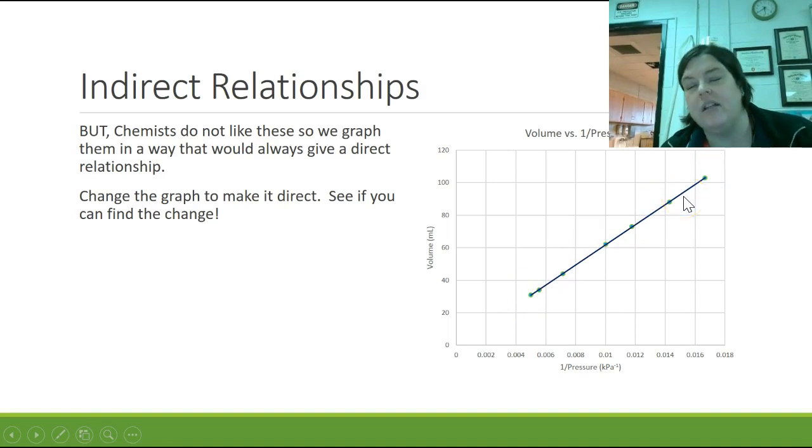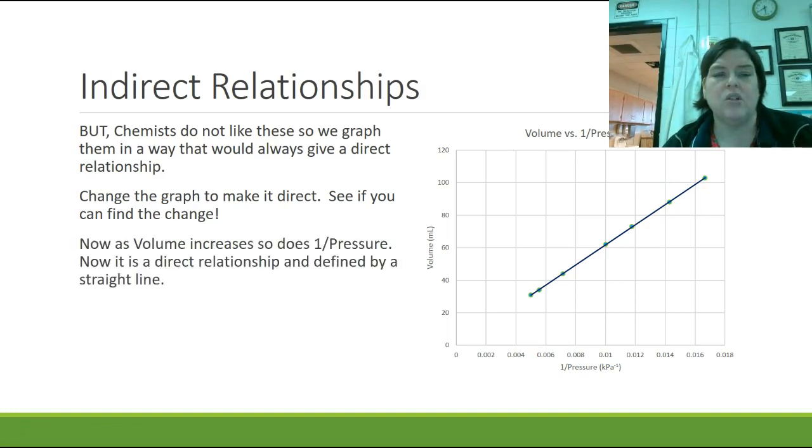We love doing this as chemists. As chemists, this is sort of our bread and butter. We do this quite a bit. So just make sure that you understand the difference between indirect and direct, okay?